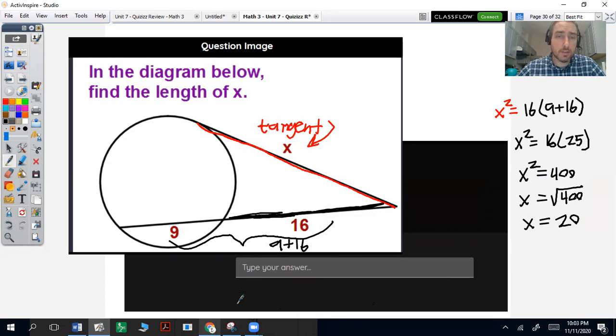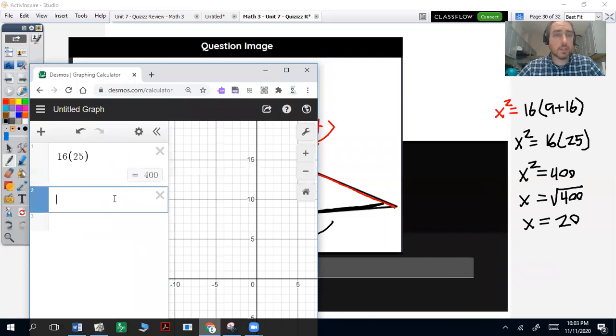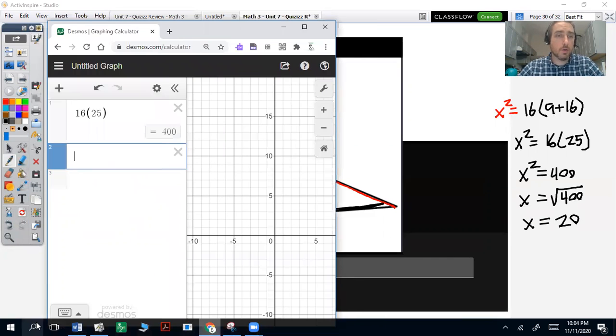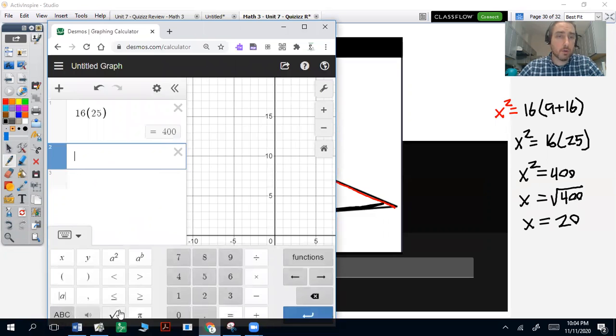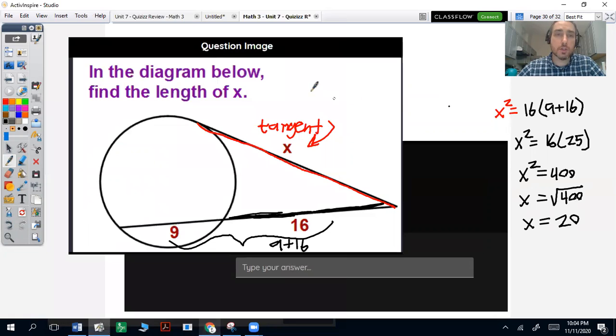Check that in a calculator if you'd like. The square root, you can do SQRT or pull this up here and hit the square root button. Either way, 20 is your answer. So 20 is the answer to this question because it just wants to know x.